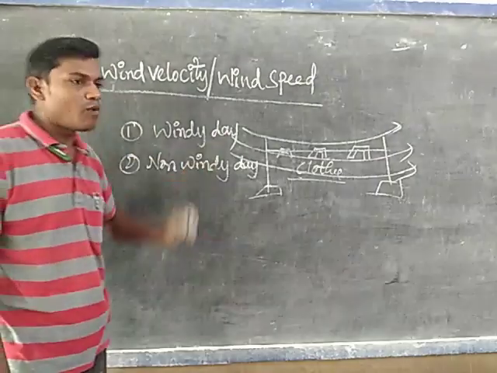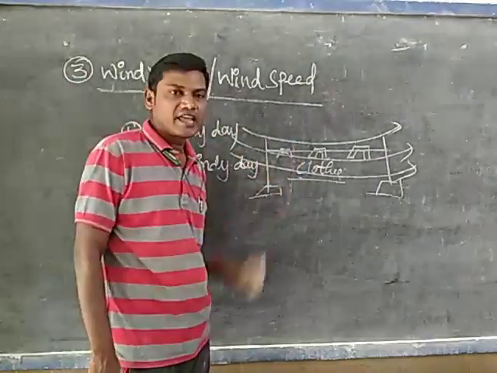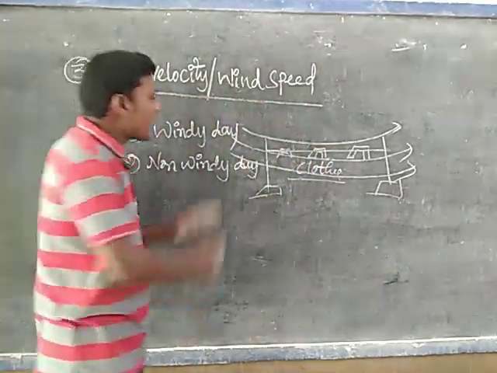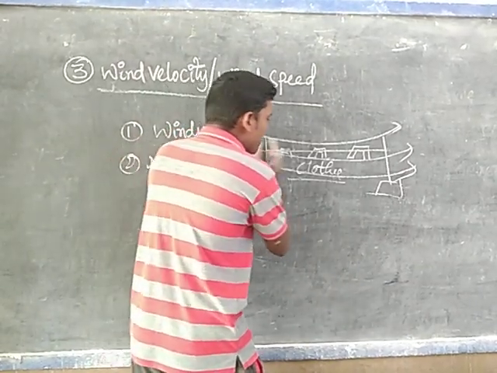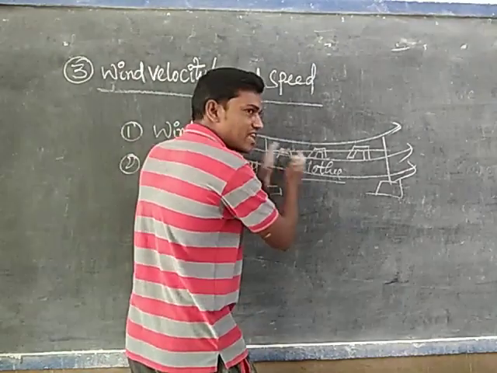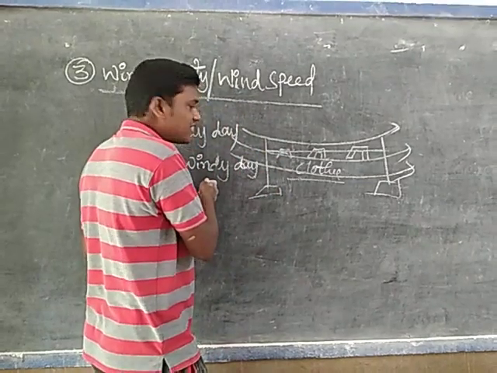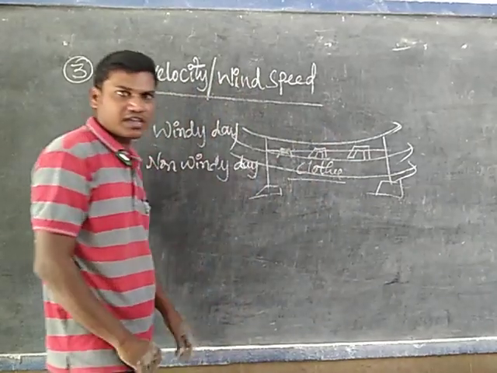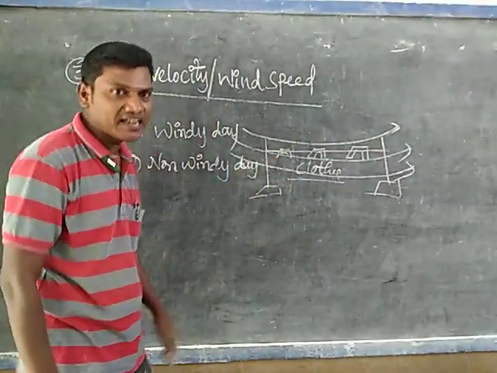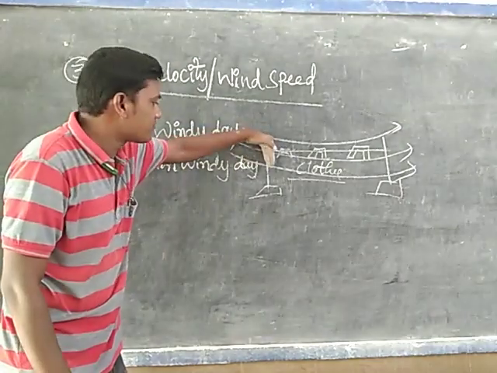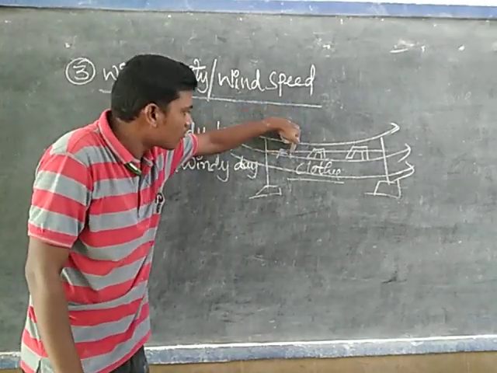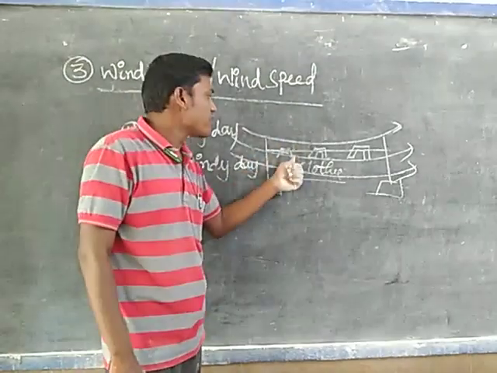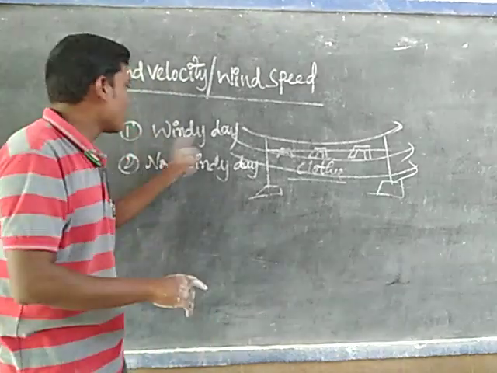In the non-windy day, what will happen? The flow of air will be less, meaning the rate of flow of air is less. The air particles touch the cloth the first time, but the next ones do not come quickly because it is a non-windy day. The air moves very slowly. So the rate of touching of the air particles to the cloth on a non-windy day is less.